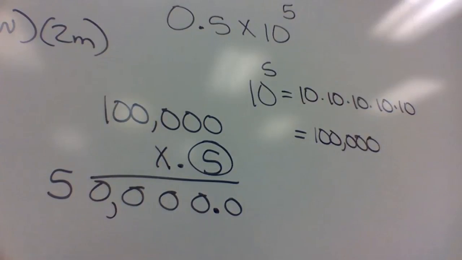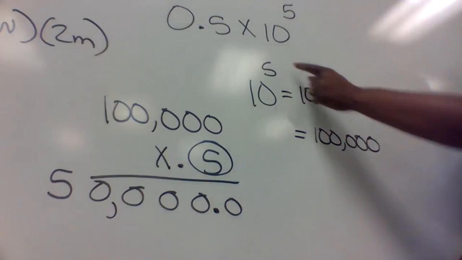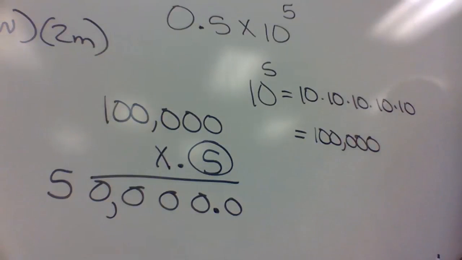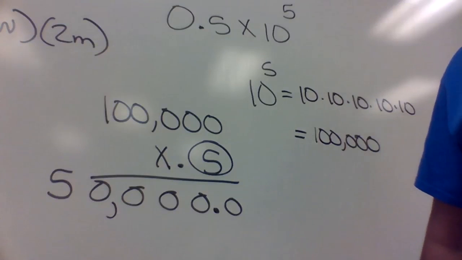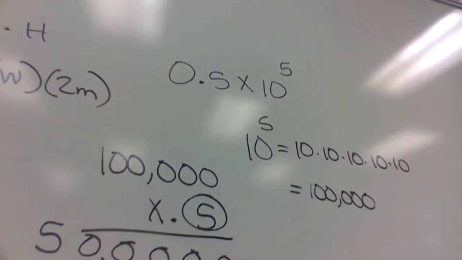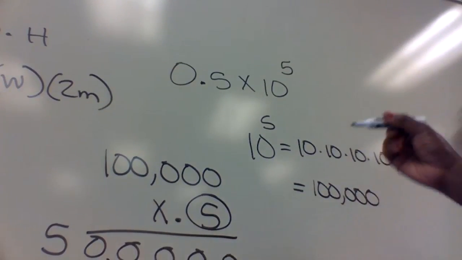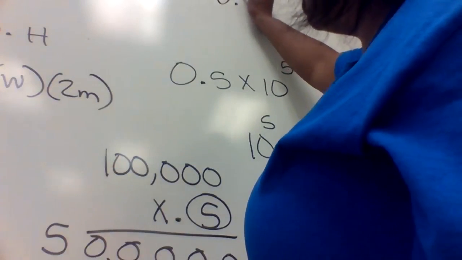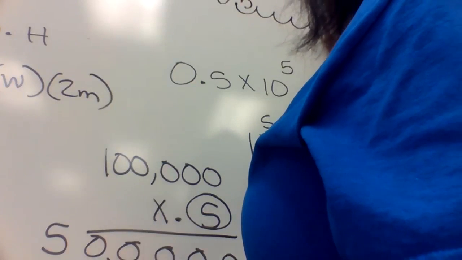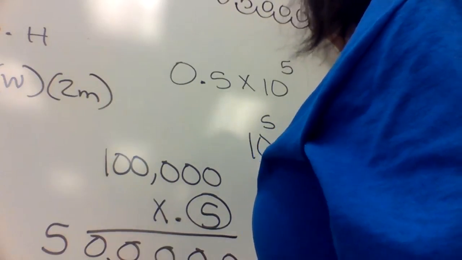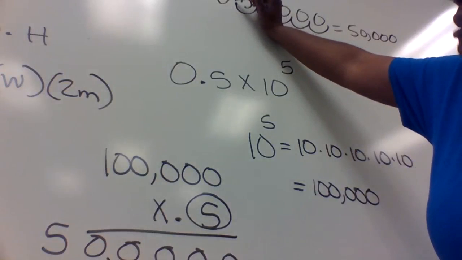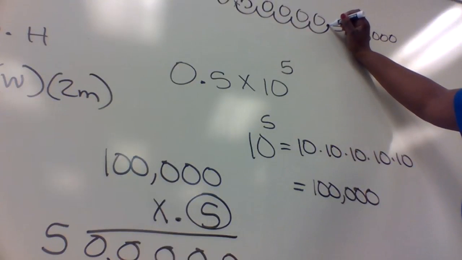Okay, 50,000. Because 10 to the 5th power is 100,000, and 100,000 times 5/10 is 50,000. Now, when they say shorthand form, all that means is to move a decimal. So let's just say I took this decimal and moved it 5 times. 1, 2, 3, 4, 5. Add my zeros in here. That is 50,000, because I'm taking my decimal from here and moving it to here.